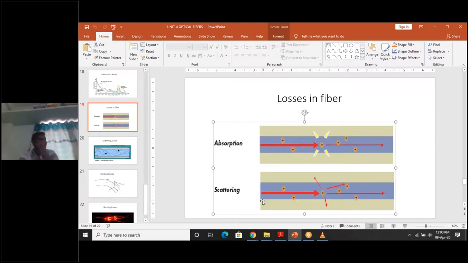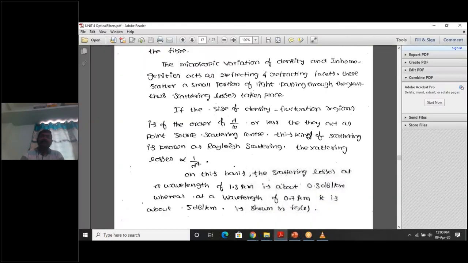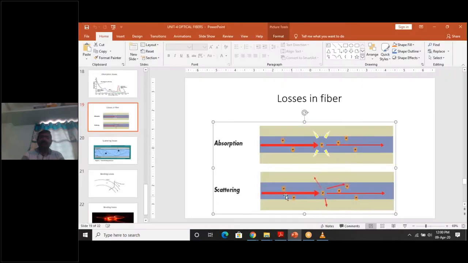These losses are called what? Scattering losses. If the size of this submicroscopic variation in density is lambda by 10 or less than lambda by 10, those scatterings are called Rayleigh scattering. Okay, let me explain. For example, 1000 angstrom light is traveling. Okay, 1000 angstrom. So 1000 by 10 is what? 1000 by 10 is 100 angstroms.